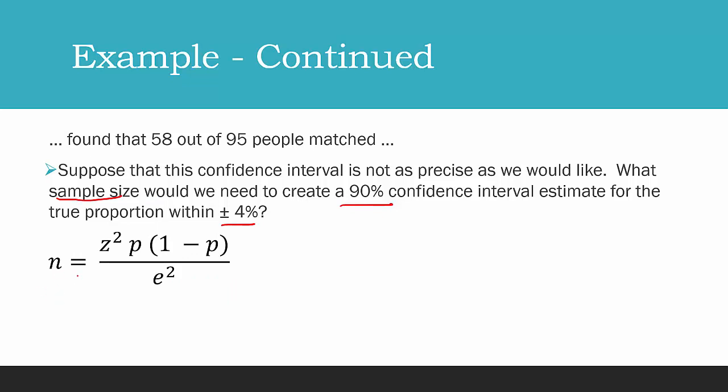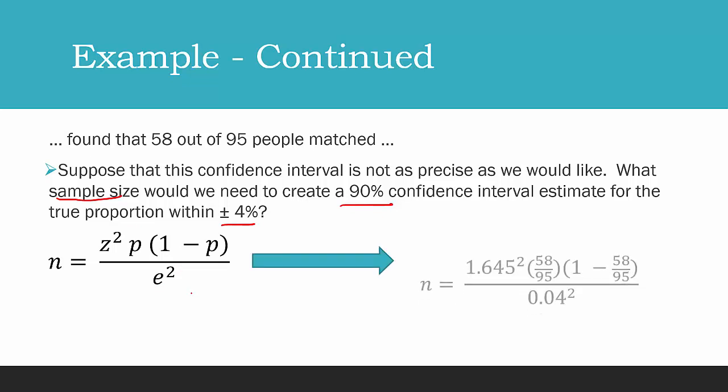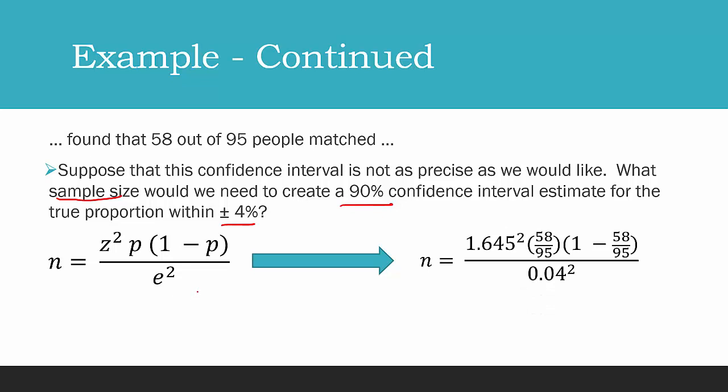We'll do n equals the critical value squared times the variance. P times 1 minus P is the variance of the sample proportions. When we did this before, we did the standard deviation squared. Well, the variance is just the standard deviation squared. And the denominator is our margin of error squared. So let's plug in the numbers that we have. N equals 1.645 squared times 58 out of 95 times 1 minus 58 out of 95.